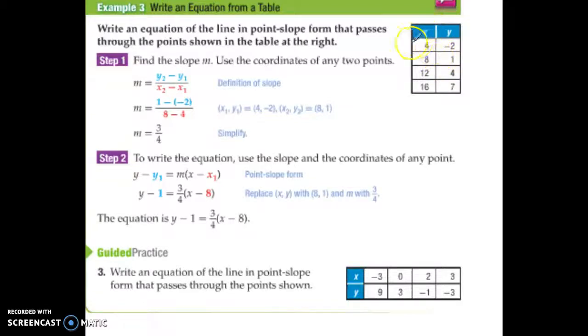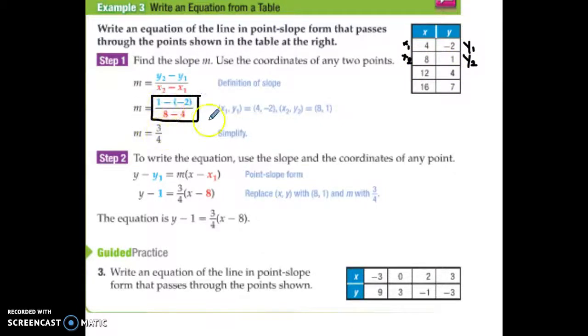Alright, so this is my x1, let's do my x2, this is my y1, this is my y2. So it's the first y and second y, first x, second x. I'm going to plug it into the slope formula. Look over here, this is what I did.